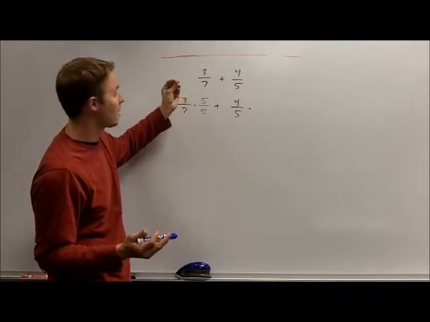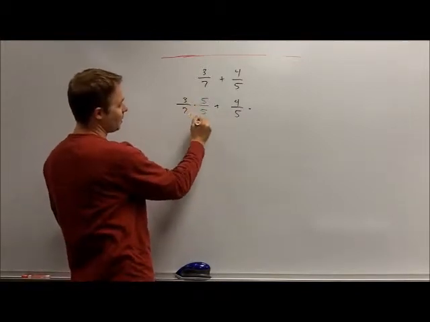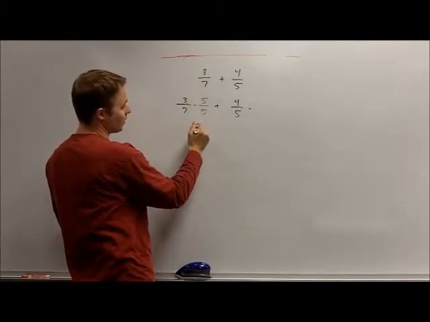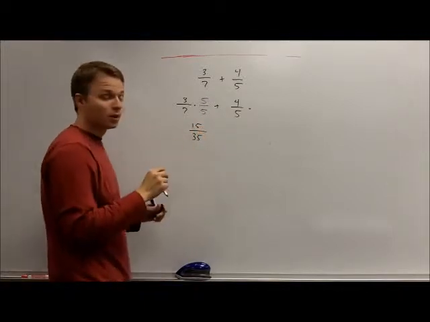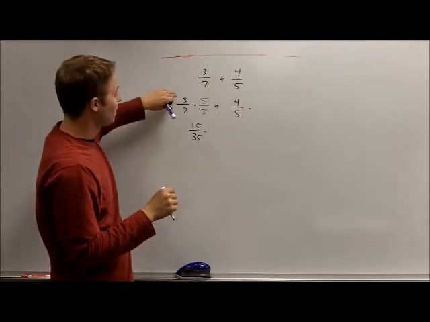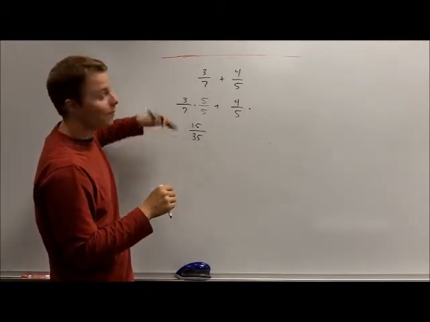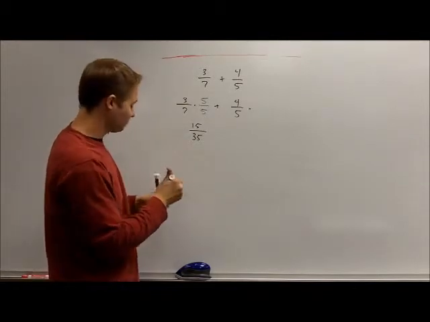And so what we'll end up getting is 3 times 5 is 15, and then 7 times 5 is 35. And sure enough, if you reduce 15/35 back down to its smallest part, you'll get 3/7. So we have the same value of the fraction.